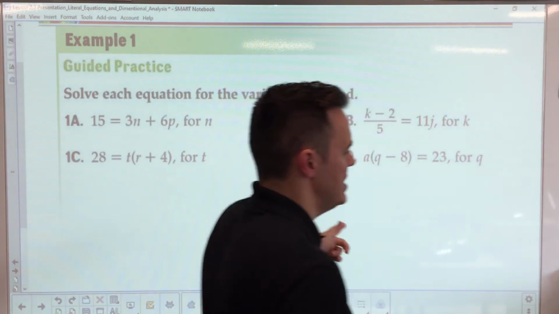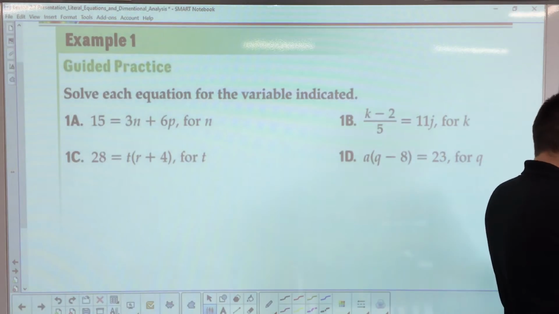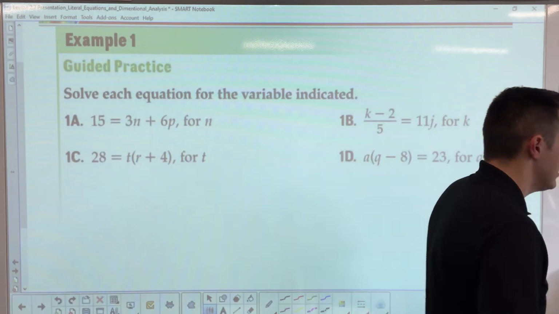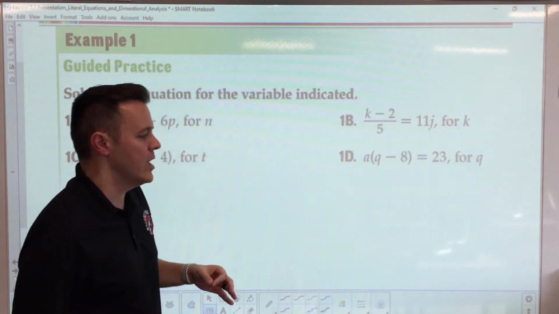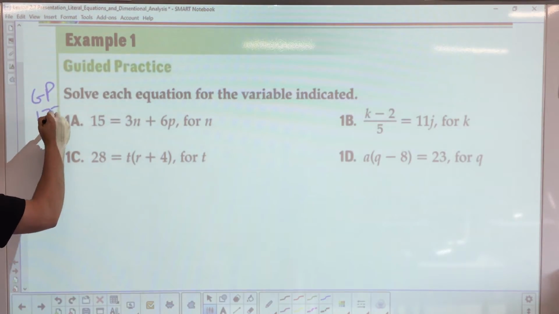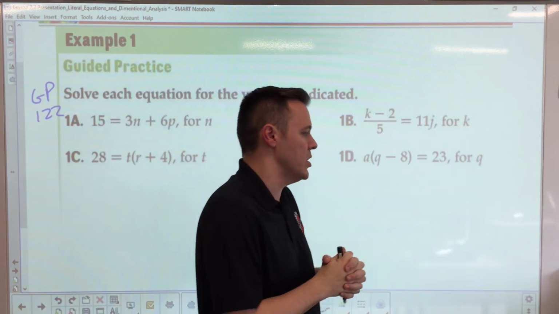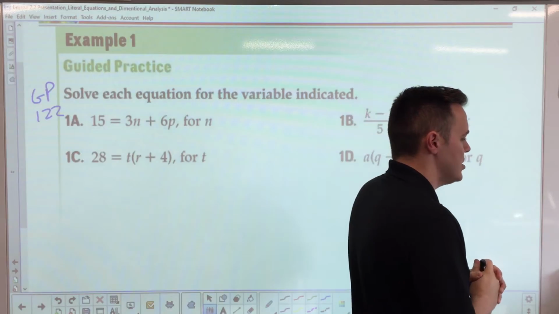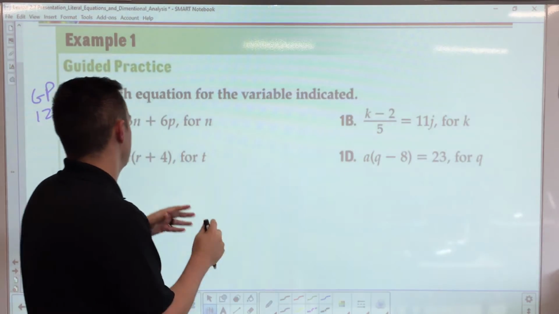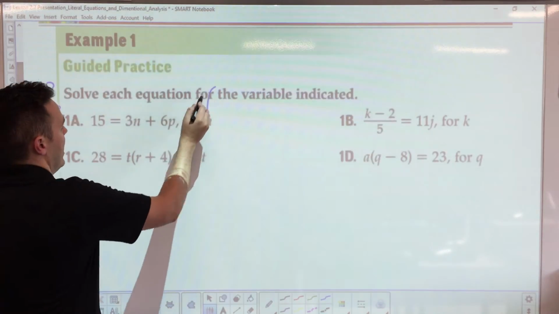All right, so on these guided practice questions, they're in your book. Please make sure, I forgot to mention at the beginning, that you guys are on page 122, okay? And then on the side, you do put GP 122, okay? So that way, like I've told you multiple times by now, you can tie your notes back to the book. So with these equations, one thing you want to make sure you do is just solve simply for what's given. So here we're looking for n.